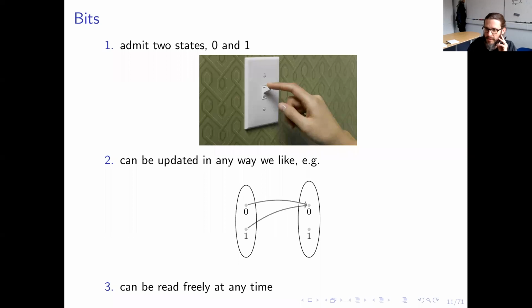Okay, and they can also be read freely at any time, which, if you don't think about things like quantum systems, just seems so obvious that you shouldn't even say it. If I have a bit written down on a sheet of paper, or if it's on the hard drive of my computer, I can just look at it any time I like, and that's no problem.